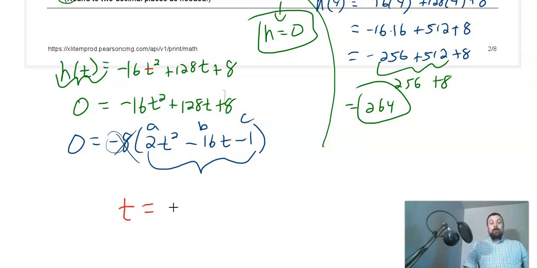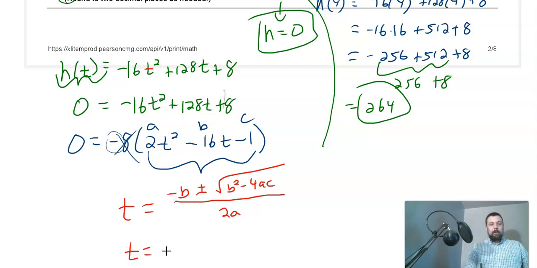All right, so the quadratic formula, remember, is negative b plus or minus the square root of b squared minus 4ac over 2a. And there's our values for a, b, and c, so let's plug those in. We get negative of negative 16 plus or minus the square root of negative 16 squared minus 4 times a, which is 2, times c, which is negative 1.